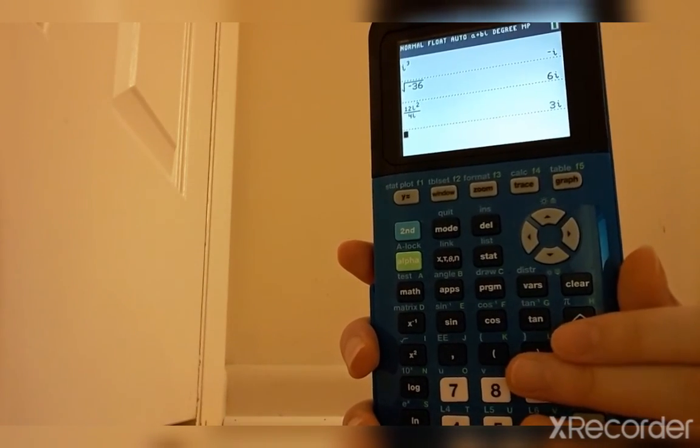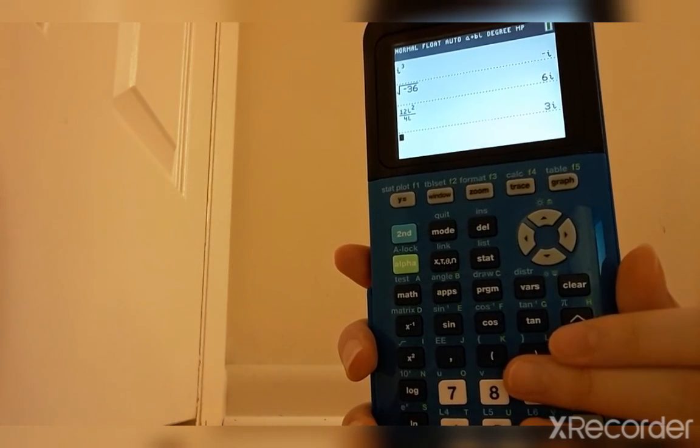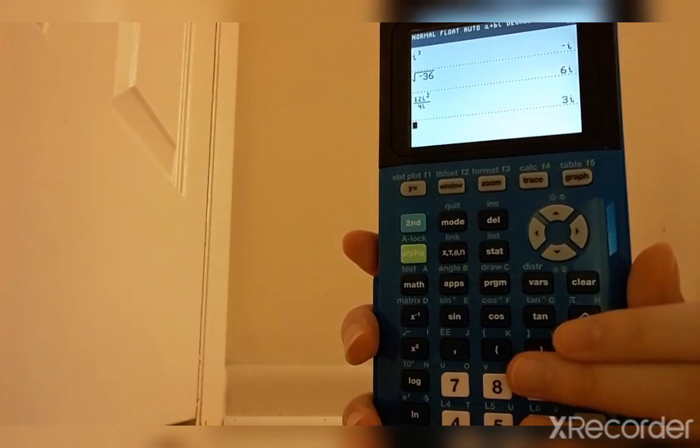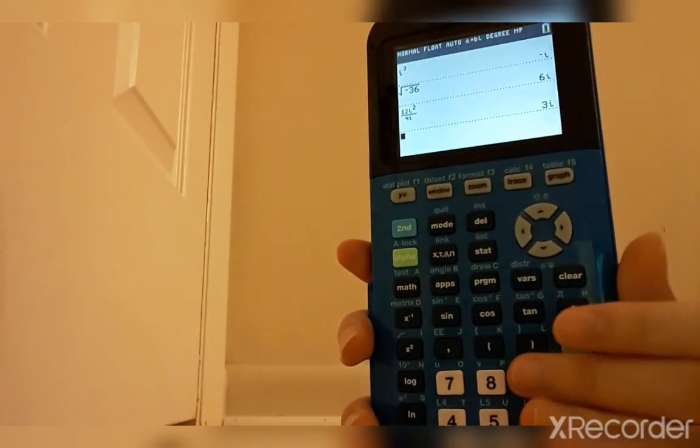Okay, so today we talked about I and the powers of I and how to do all of that on paper and on a calculator.